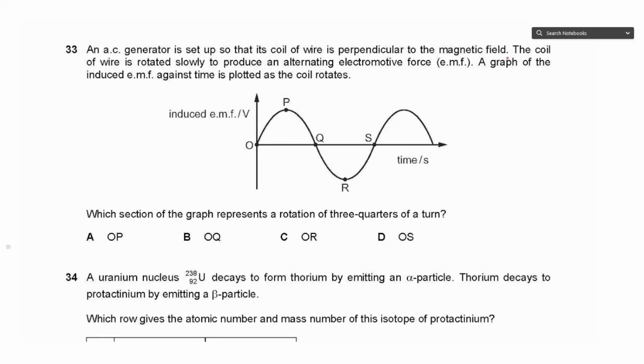Question 33 says an AC generator is set up so that its coil of wire is perpendicular to the magnetic field. The coil of wire is rotated slowly to produce an alternating electromotive force.